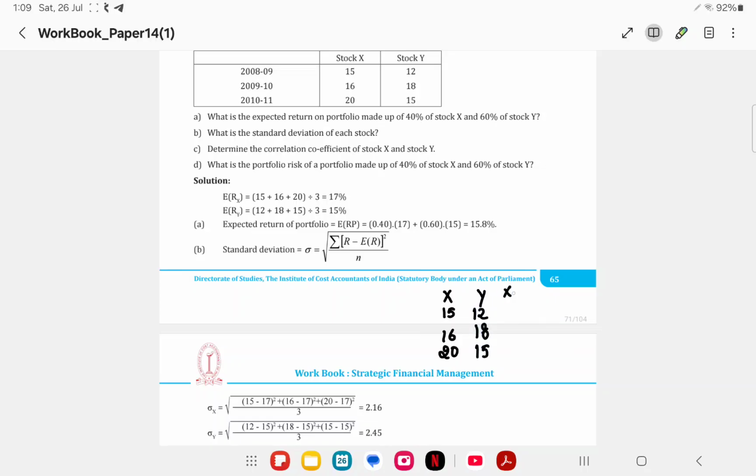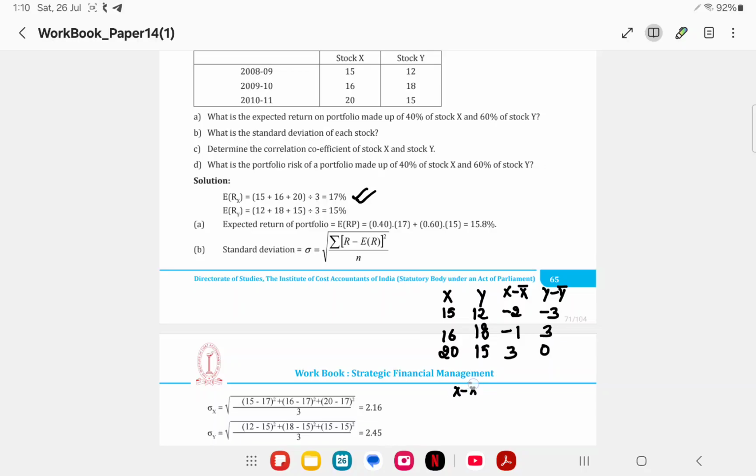So we'll calculate X minus X mean. The X mean was 17. So 15 minus 17 is minus 2, 16 minus 17 is minus 1, 20 minus 17 is 3. Similarly, we'll calculate Y minus Y mean: 12 minus 15 is minus 3, 18 minus 15 is 3, and 15 minus 15 is 0. So this is what we first calculate.